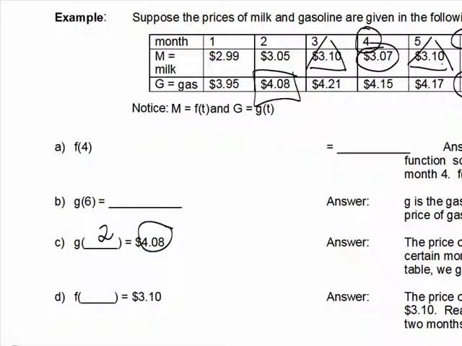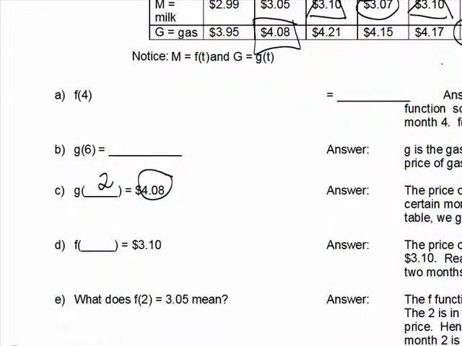Notice this is in fact a function, even though we're using this number twice, because our inputs all appear only once. The months are the inputs here, 1, 2, 3, 4, 5, and 6. They appear once, so I do in fact have a function. What does F at 2 equals 3.05 mean? Well, again, F is the milk function, the 2 is in months, and the 3.05 is the price. So the price of milk in month 2 is $3.05.